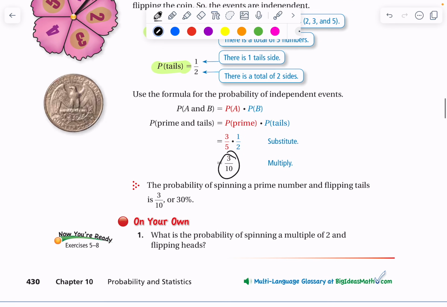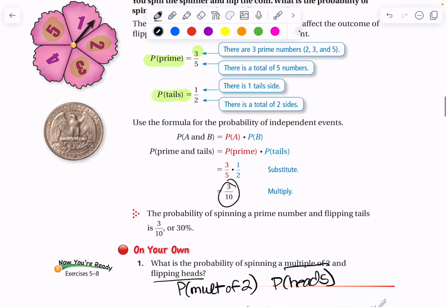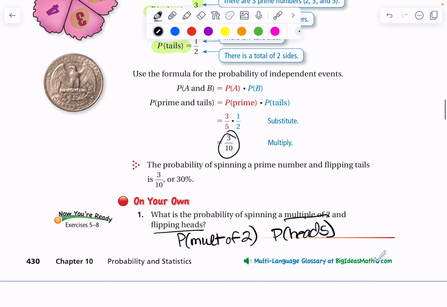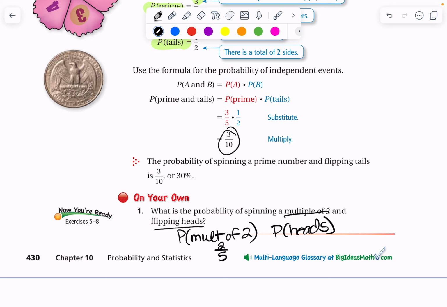If I wanted to find the probability of spinning a multiple of 2 and flipping heads, same idea. I would find the probability of each of those events separately and then multiply them together. Spinning a multiple of 2, I only have the 2 and the 4. So I have a 2 out of 5 chance of landing on a multiple of 2. And I have a 1/2 chance of flipping heads. If I multiply those together, I get 2/10, which I can then simplify to 1/5, which is 20%. So I have a 1 in 5 chance, or 20% chance, of that happening.